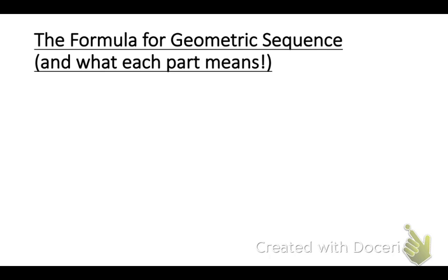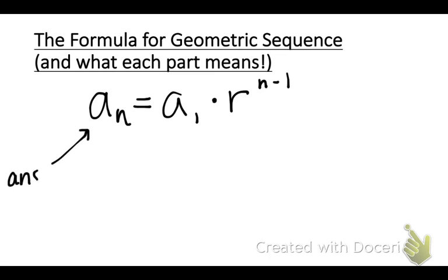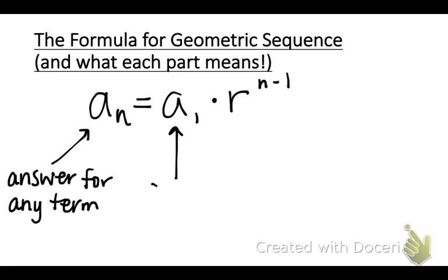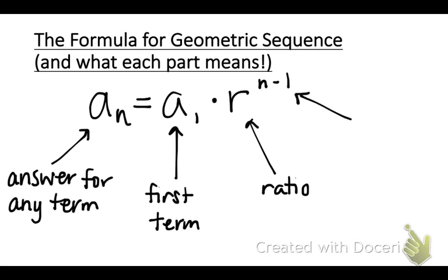The formula for geometric sequences is as follows. A sub n equals a sub 1, the first term, times whatever ratio to the n minus 1 power. So this is the answer for any term. You take the first number, the first term, and you multiply it by whatever ratio it's going up and down by. And it's always n minus 1 times because we don't need to multiply until after the first term.